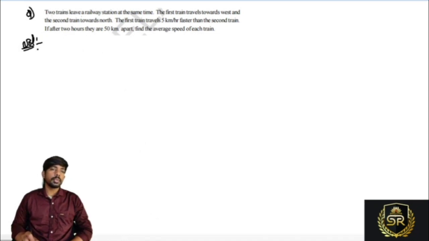Here we have a question. Two trains leave a railway station at the same time. The first train travels towards west and the second train travels towards north. Okay, first we will draw the directions.